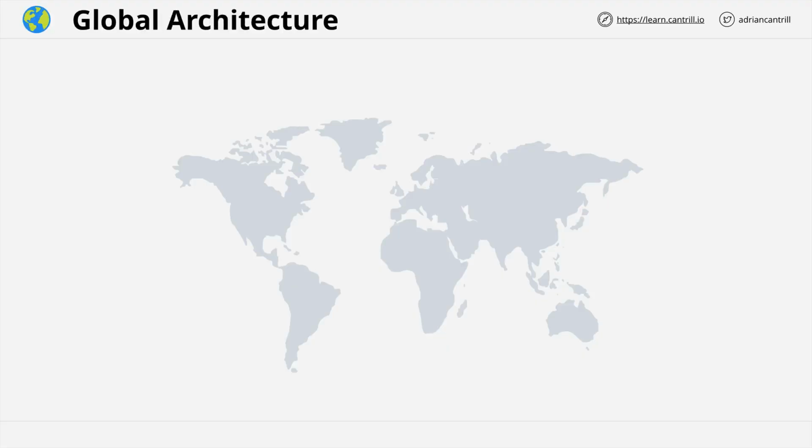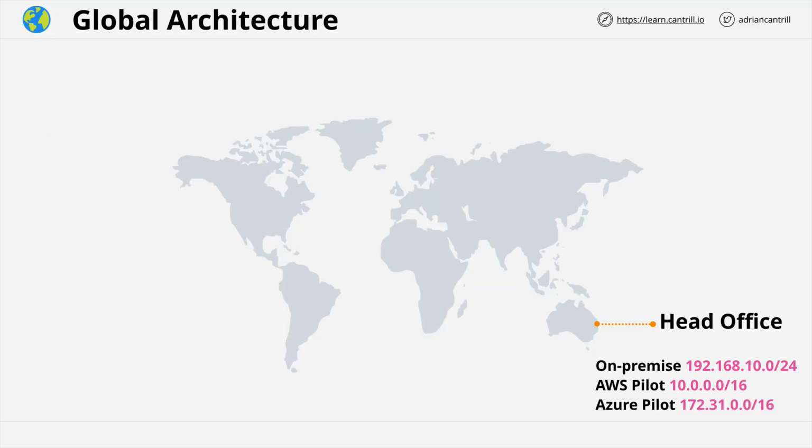Visually, the Animals for Life operation looks something like this. First, we've got the headquarters based in Brisbane, Australia. Now, this location handles most of the core admin staff and shared business services, in addition to the core on-premises infrastructure. From a technical perspective, the on-premises network uses the 192.168.10.0 address range. It's a /24 or Class C address space. Now, don't worry if you don't know what that means. I'll be covering it later in the course.